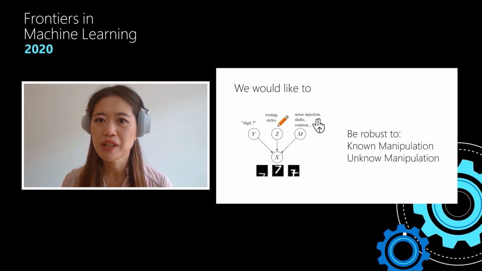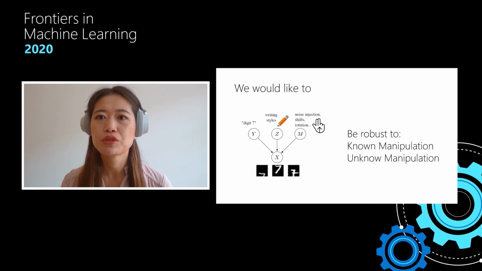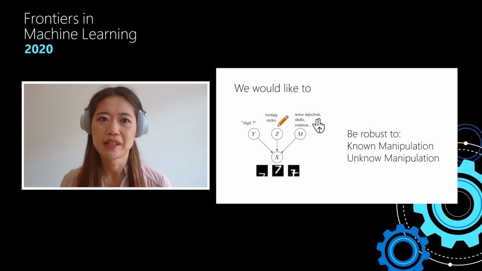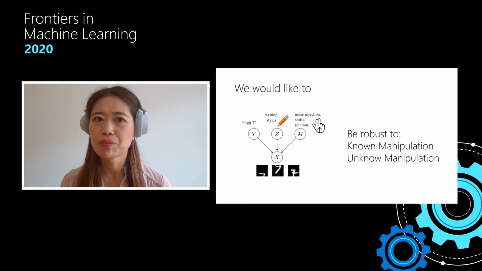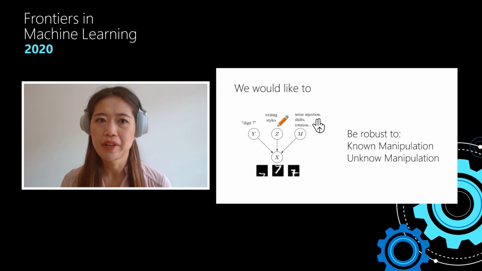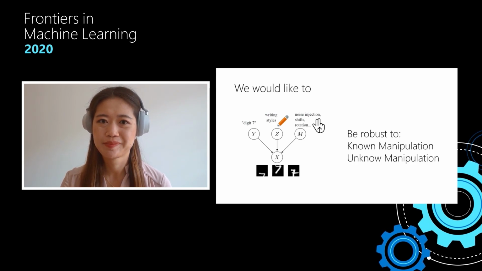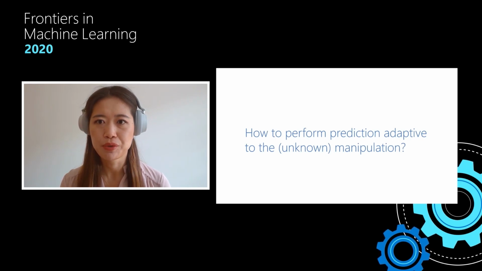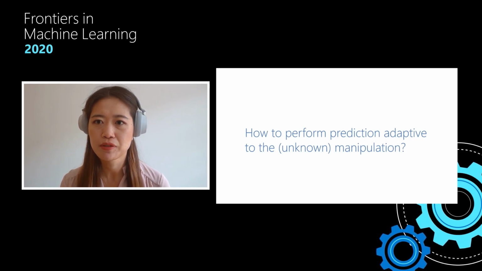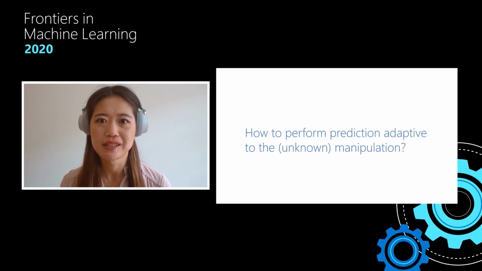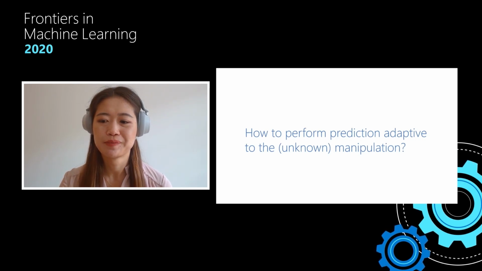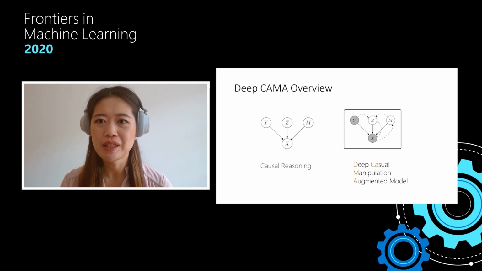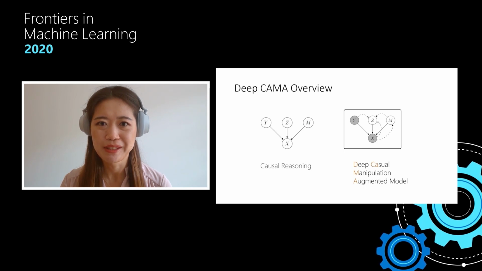So the goal of robustness of deep learning is to be robust to both the known manipulation and the unknown manipulation. Adversarial training can help with the known manipulation, but it fails at unknown manipulation. So our question is how to perform a prediction that can be adaptive to the potential unknown manipulations, as in the shifted digit example. In this work, we propose a model named Deep Causal Manipulation Augmented Model.